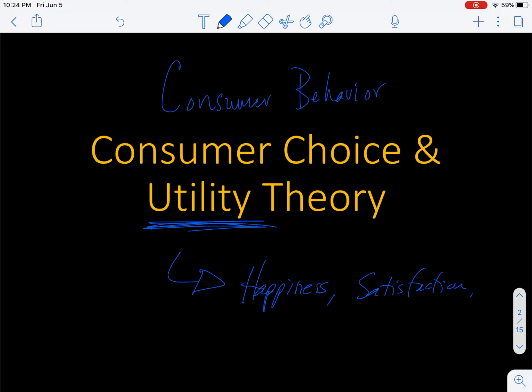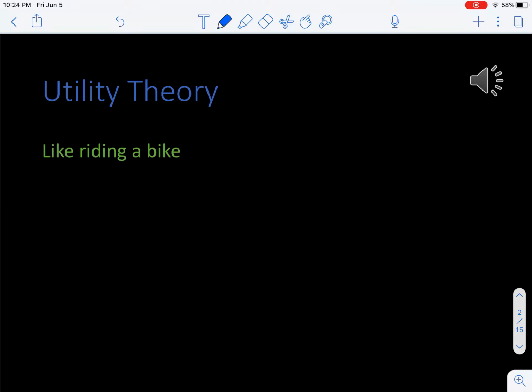Happiness, satisfaction, well-being: the things that make us happy, the things that are good, however we define it. Your utility function may look different than mine. Different things may give us pleasure, happiness, enjoyment, satisfaction. That's what we're talking about.